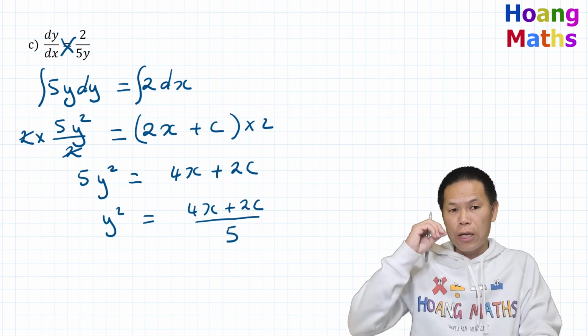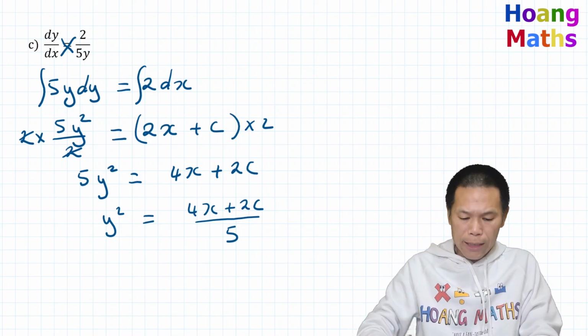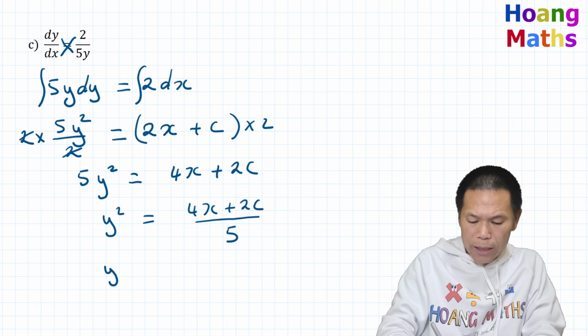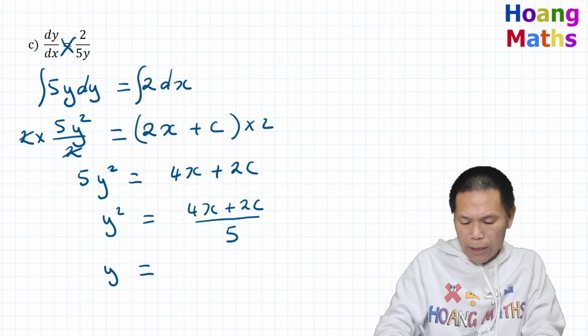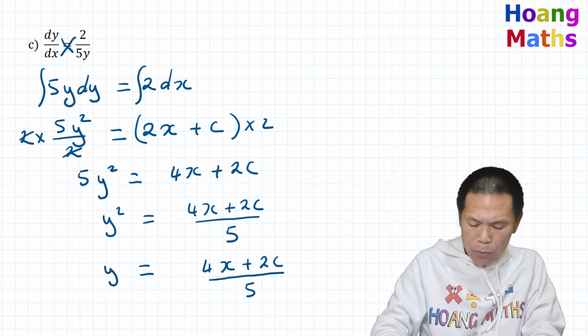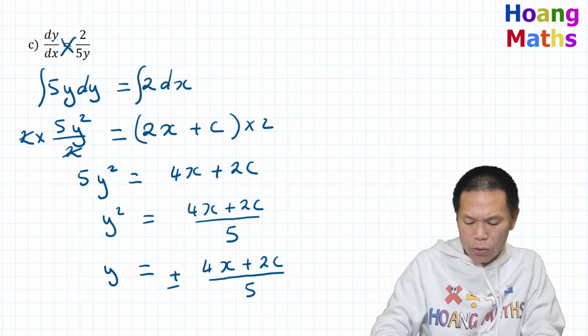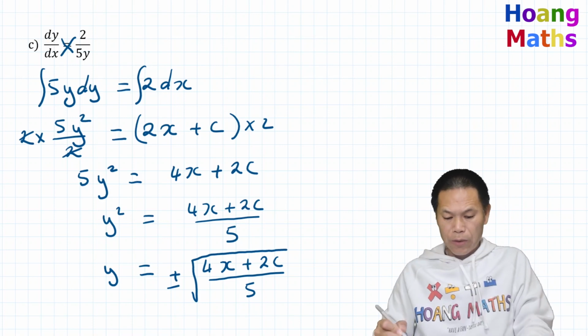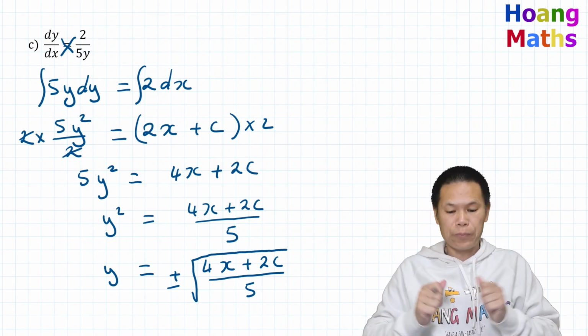So now I just take the square root on both sides. So that means y equals, so I just write this down first, 4x plus 2c over 5. And don't forget, every time we square root a number, we have a plus or a minus. So that will give me this. So there you go.